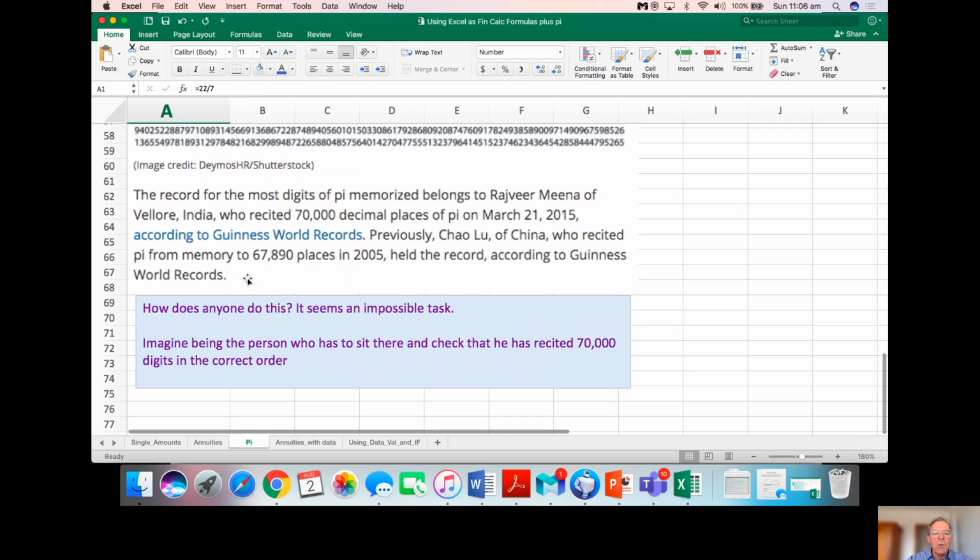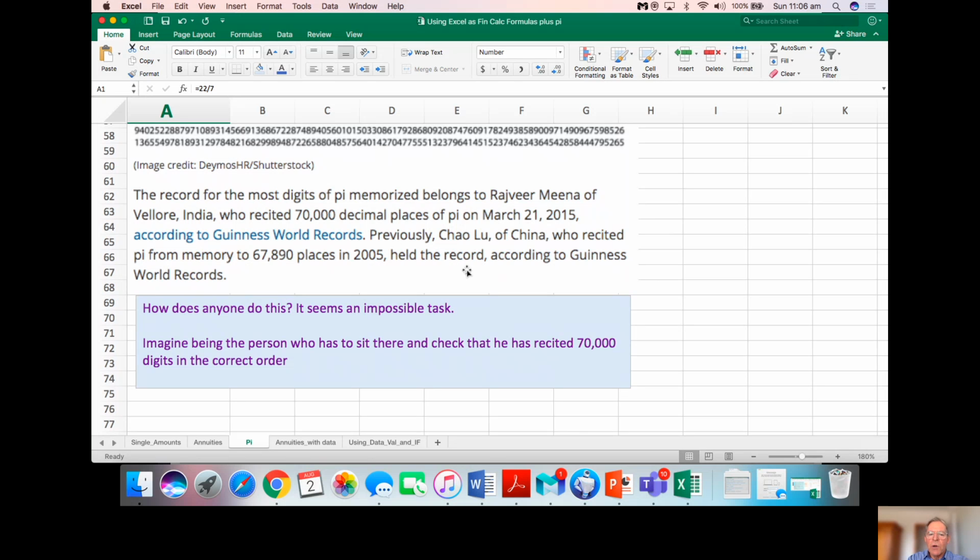And the record for the most digits of pi memorized belongs to Rajveer Meena of Vellore, India, who recited 70,000 decimal places on March 21, 2015. Why or how would you do that? I've got no idea. According to the Guinness Book of Records, that record still stands.